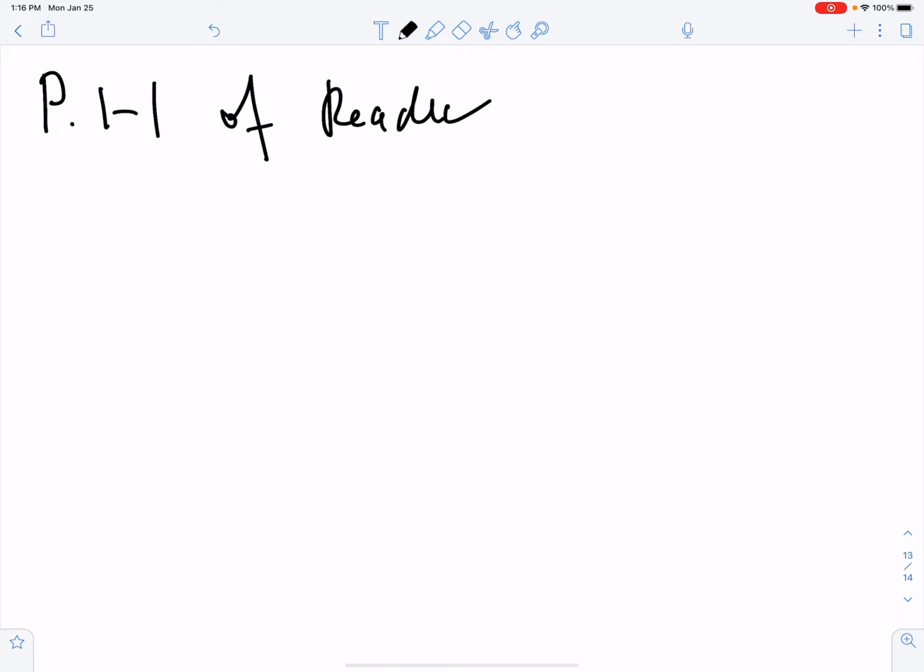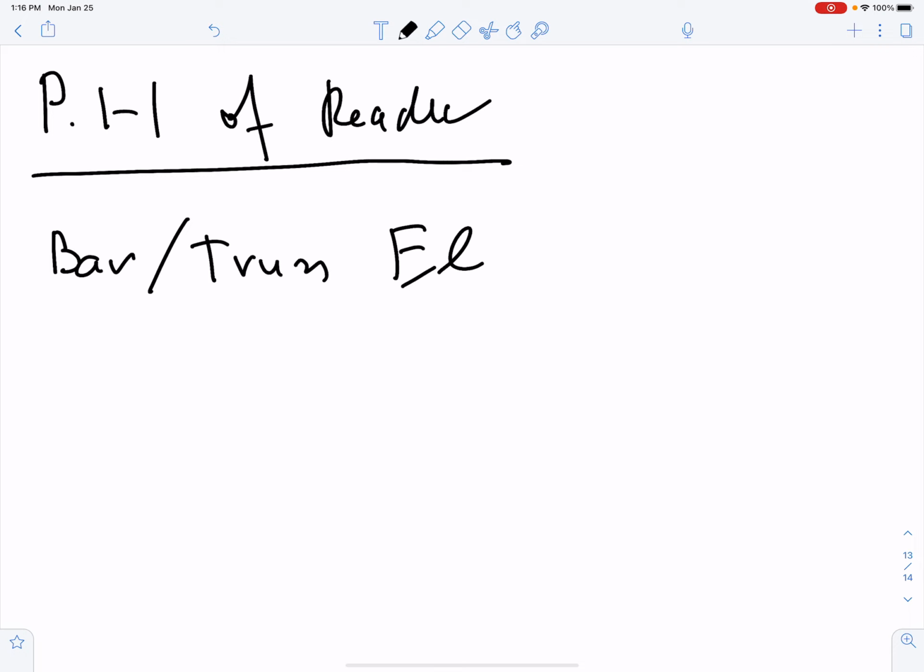All right, so let's turn to page 1.1 of the reader. Okay. And I'll begin with the most basic element that's used in structural analysis. And we'll develop a so-called bar or a truss element. Okay, so the word element or structural member will be used interchangeably.